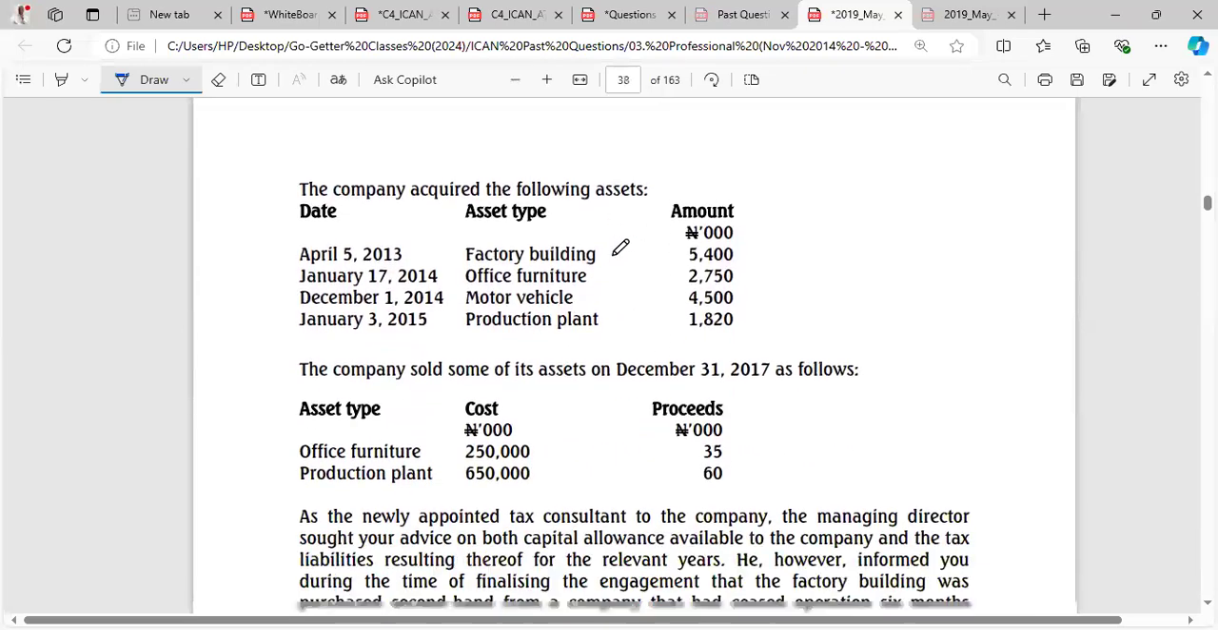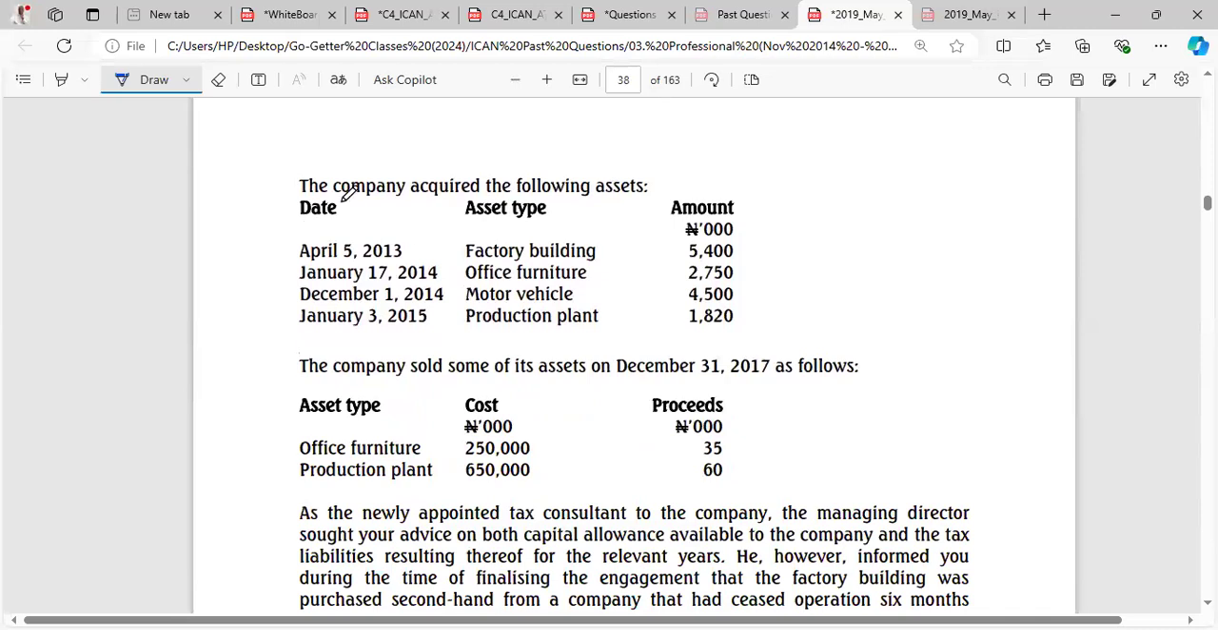The company acquired the following assets. So this is the date they acquired these assets. So what we'll do now is put year of assessment here. This asset was bought in 2013, so it's going to affect 2014 year of assessment. This is going to affect 2015 and also 2015. And this is going to affect 2016.